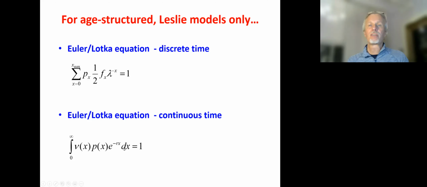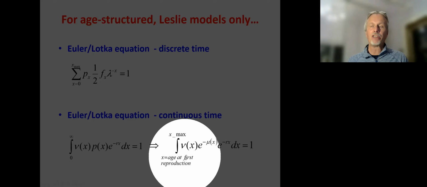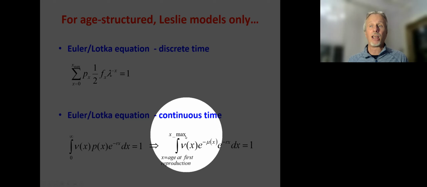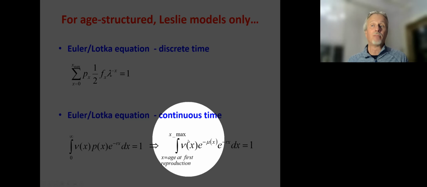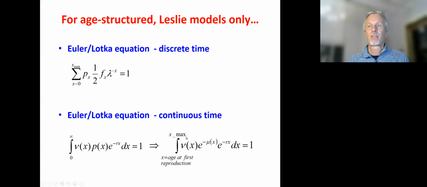And of course, I put here that the age goes from 0 to infinity, but in practice you integrate this from the age at first reproduction, because the fecundity rate before is equal to 0, until the maximum age at which the individuals are reproductive.